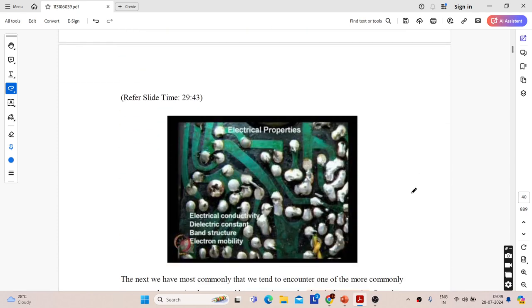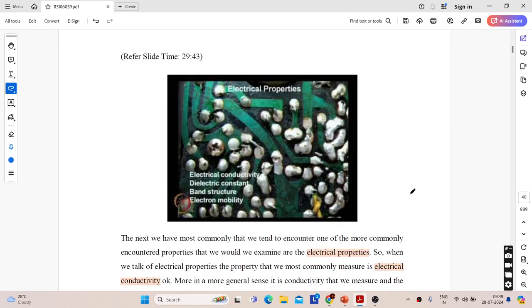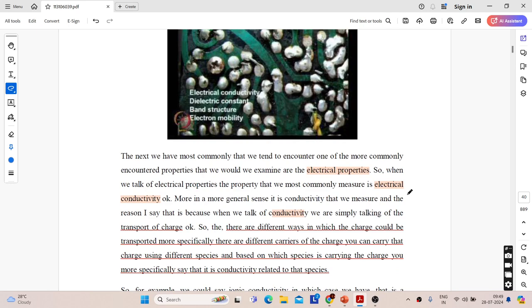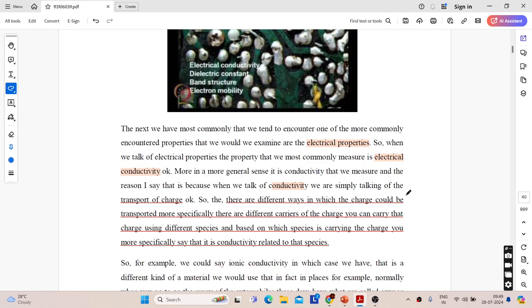Next one is electrical properties. In electrical properties, we will deal with electrical conductivity, dielectric constant, band structure and electron mobility. Band structure and electron mobility we will discuss in a later session, and dielectric, I hope you know already. Electrical conductivity is nothing but the flow of electrons, the transport of charge. So mainly we will deal with the electrons here, the charged particles.